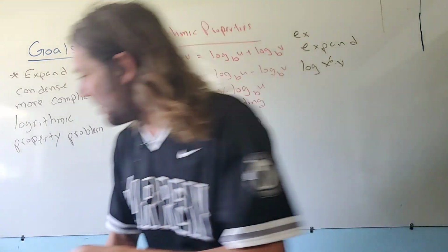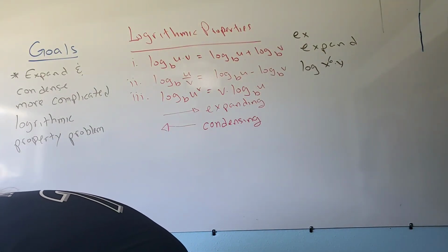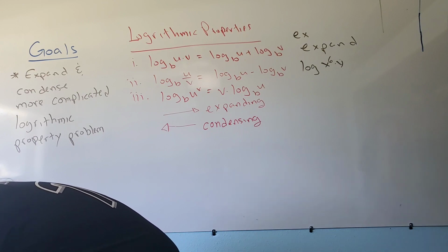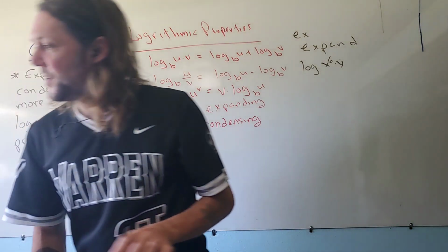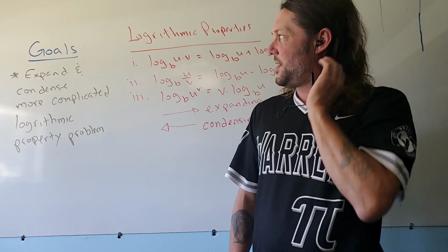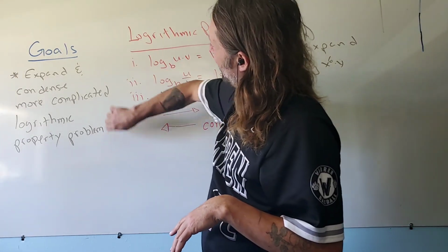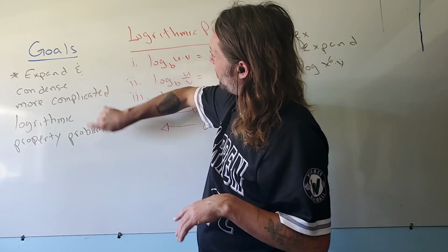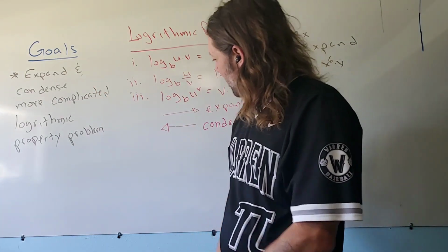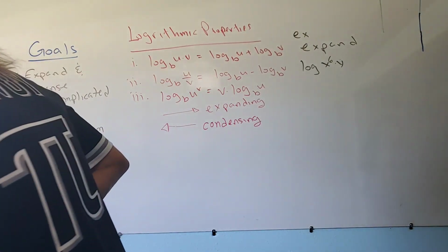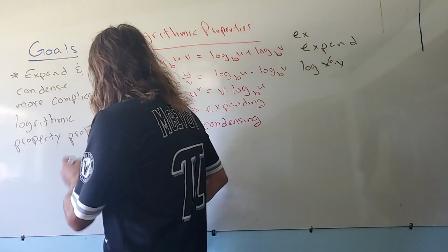Today's lesson is going to be pretty quick. It will be pretty simple. It's just an expansion of what we've already done. So our goals today are going to be to expand and condense more complicated logarithmic property problems. It's plural, not singular. I gave you more than one problem. Problems.